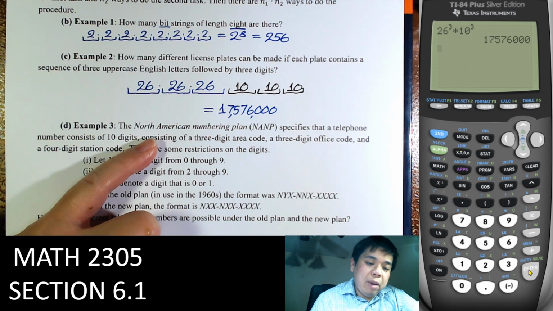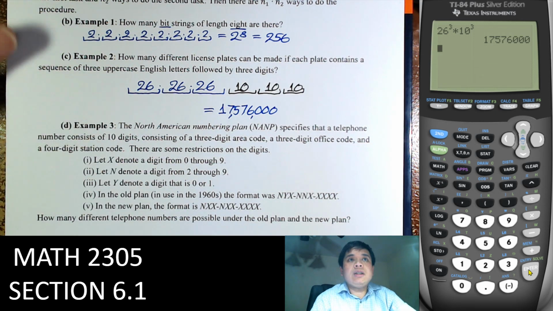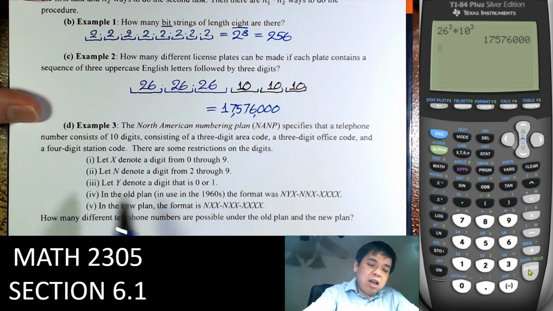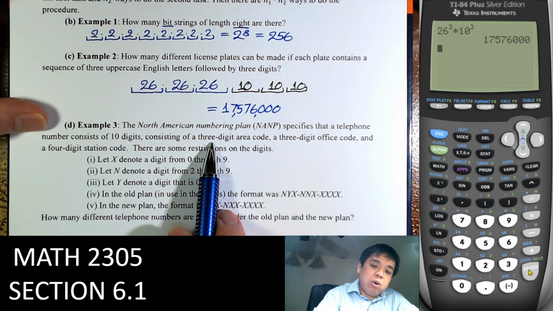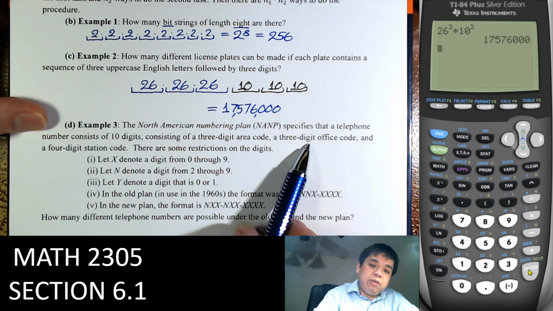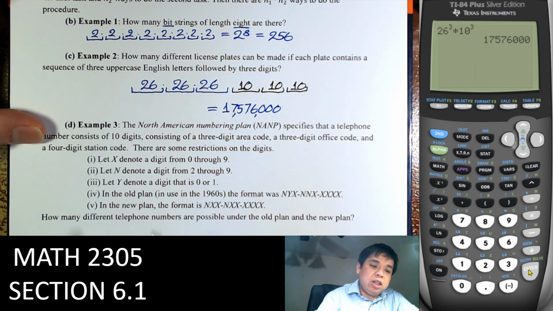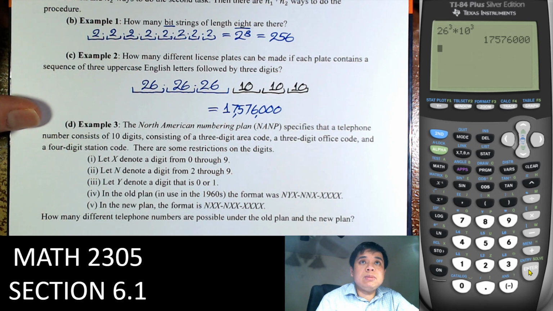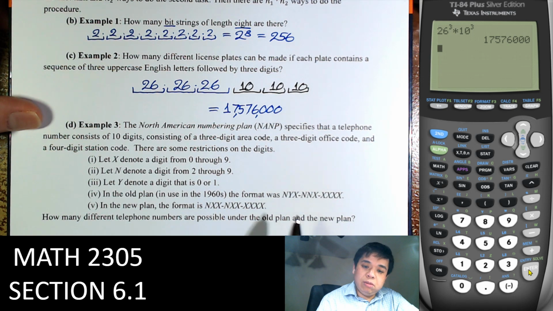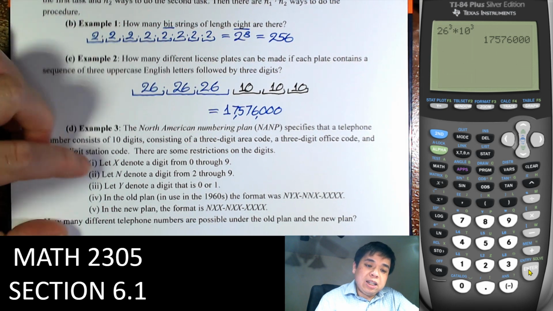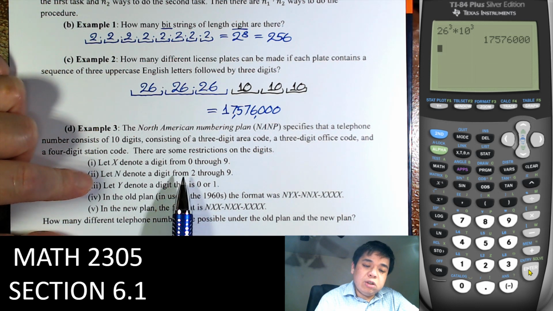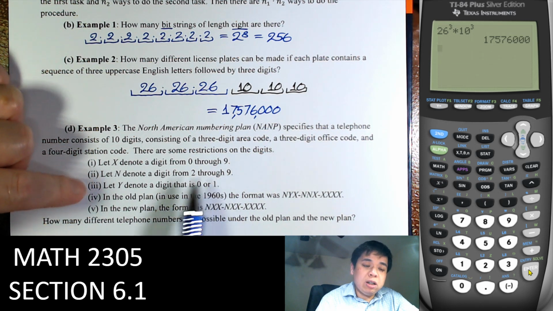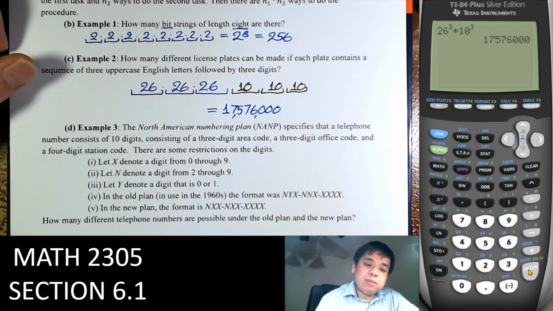The North American numbering plan specifies that telephone numbers consist of 10 digits: 3 for the area code, 3 for the office code, and 4 digits for the station code. Like this, where X can be anything from 0 to 9, N goes from 2 to 9, so there is no 0 and 1, and Y is 0 or 1.